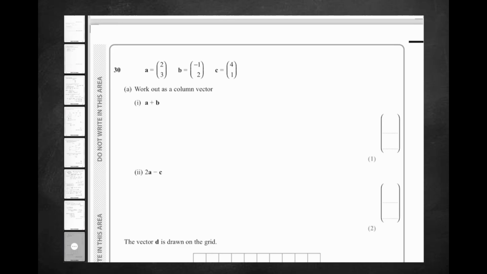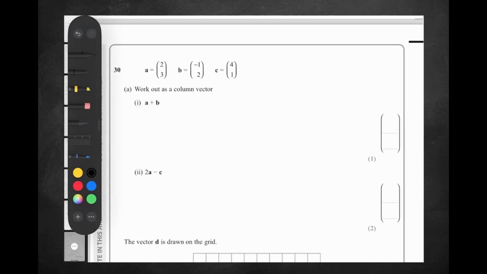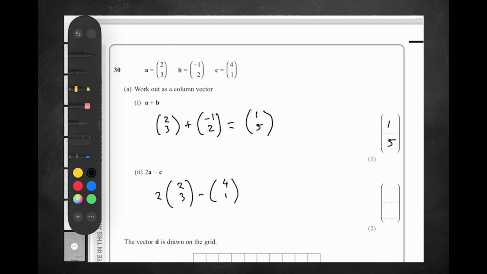Work out as a column vector a plus b. So we're going to have 2, 3, plus minus 1, 2. You add the top ones together to get 1. Add the bottom ones together to get 5. 1, 5. 2a minus c is 2 lots of 2, 3 minus 4, 1, which is the same as 4, 6 minus 4, 1, which is the same as 0, 5.